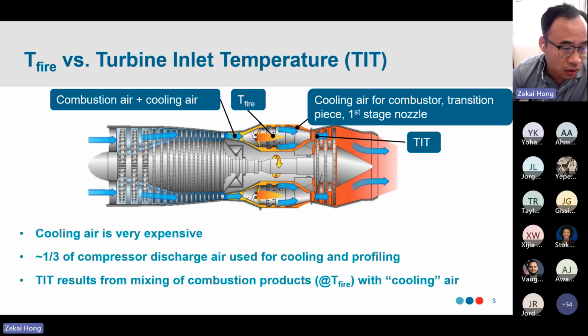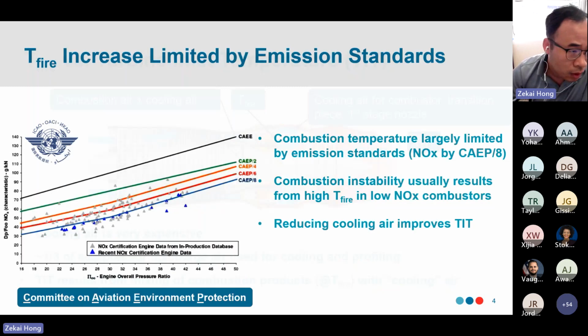Cooling air is very expensive because it has to go through all those stages of compressors to be used for cooling. Roughly 1/3 of the compressor discharge air is used for cooling and for profiling. All that air has to be taken out from the compressor, and it's very expensive. And because we use cooling air, TIT is actually lower than the T-flame temperature, as a result of the mixing with the cooling air. From a thermodynamic perspective, we want a high TIT to get a high efficiency.